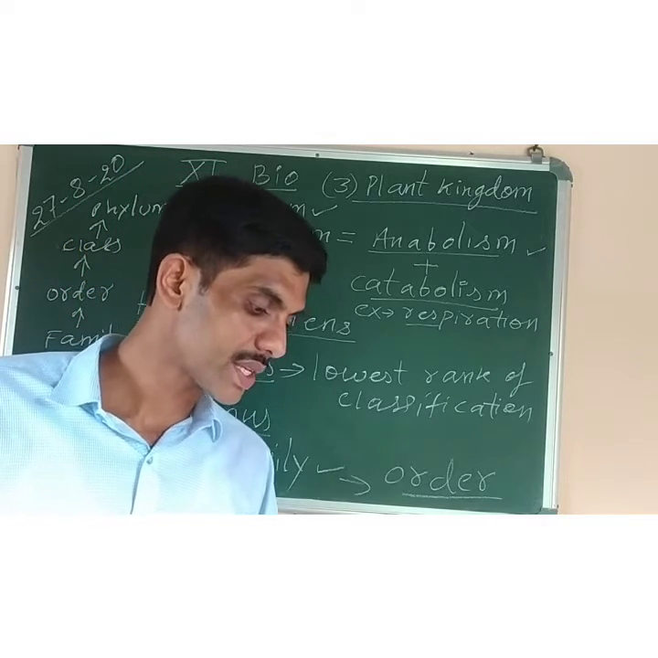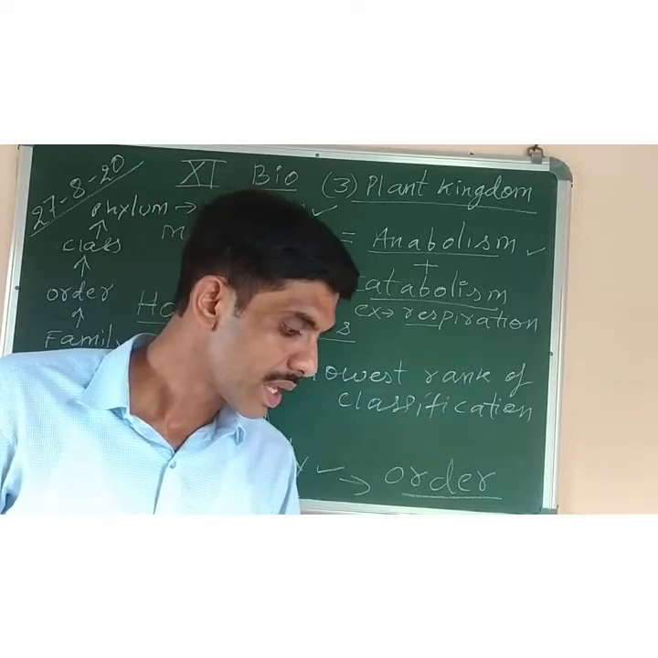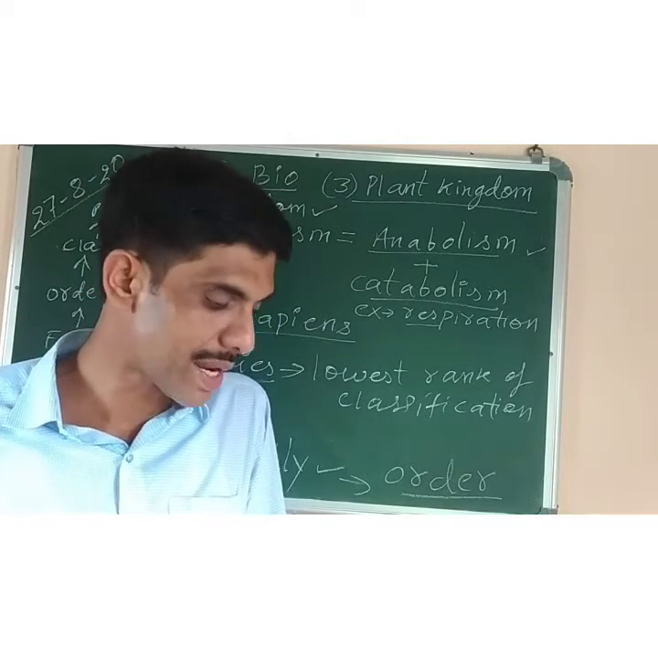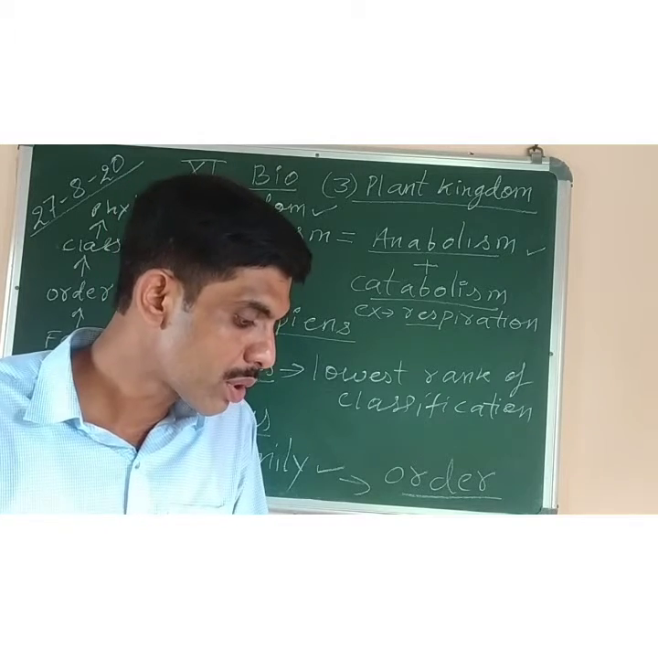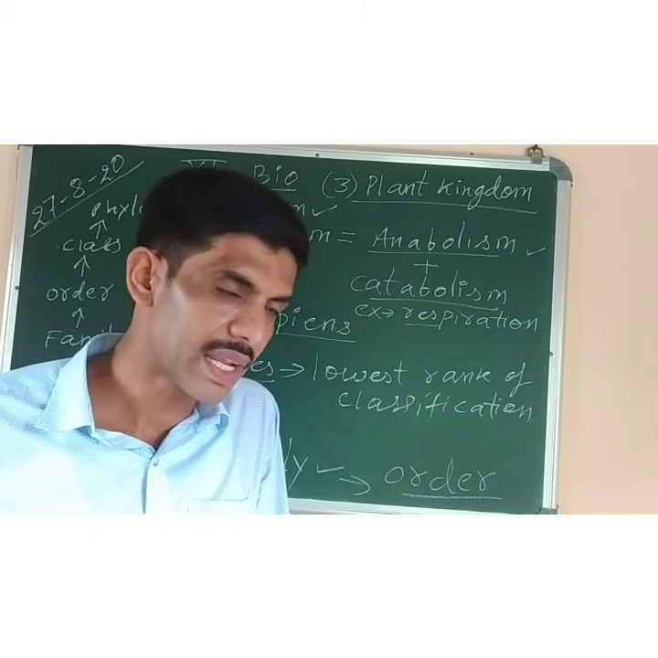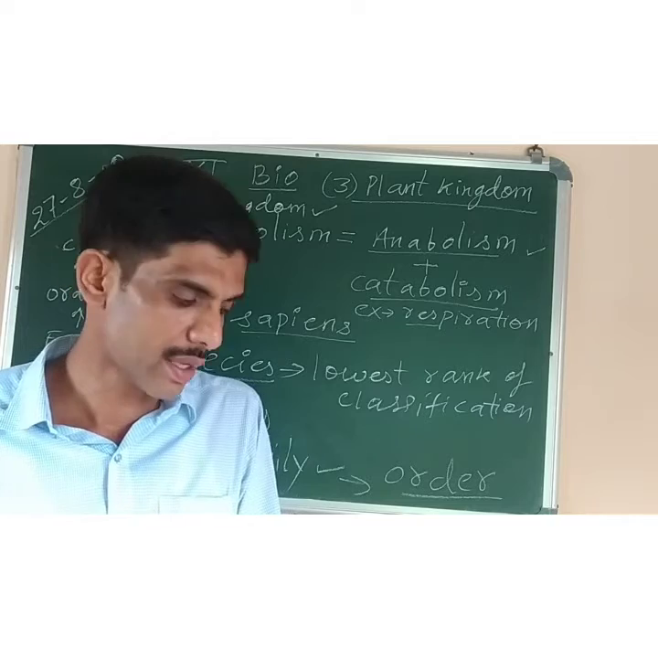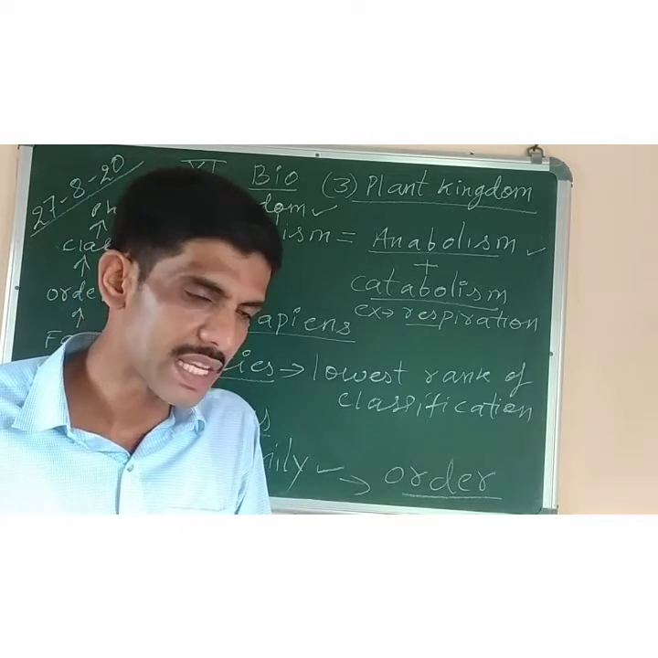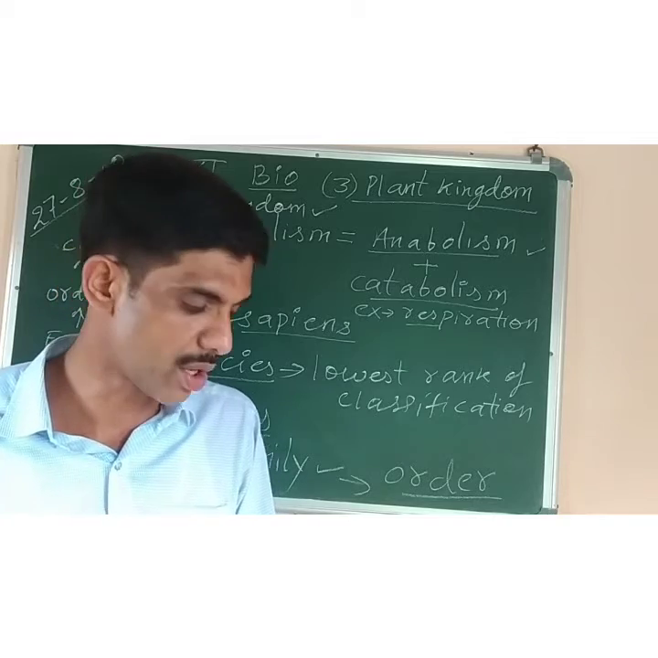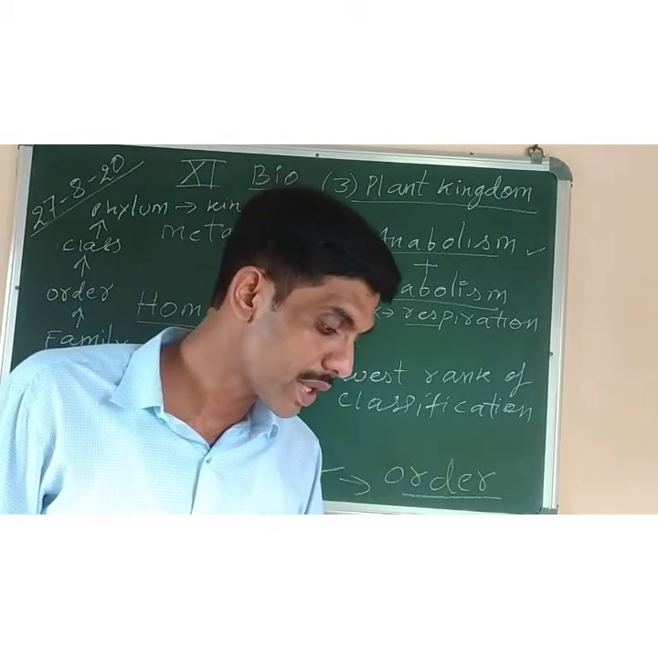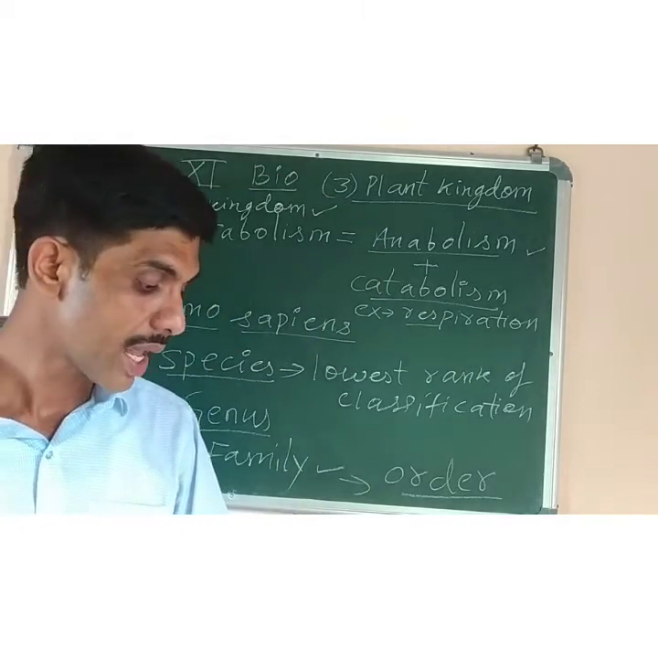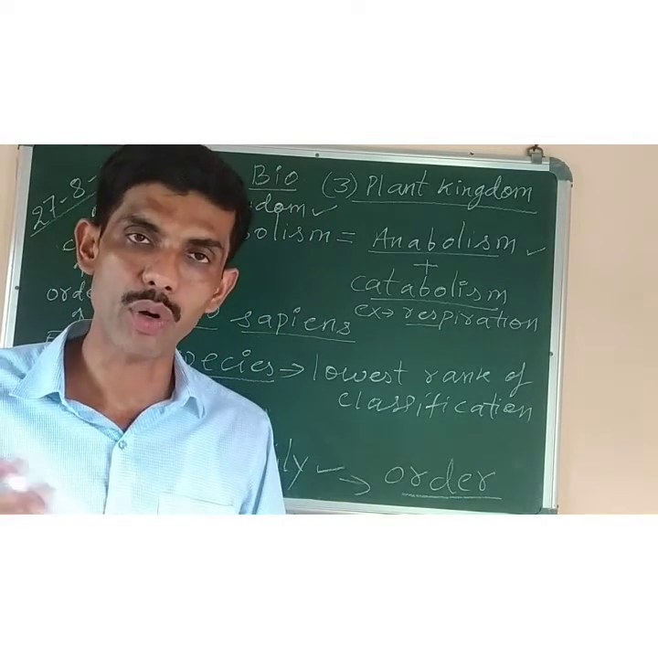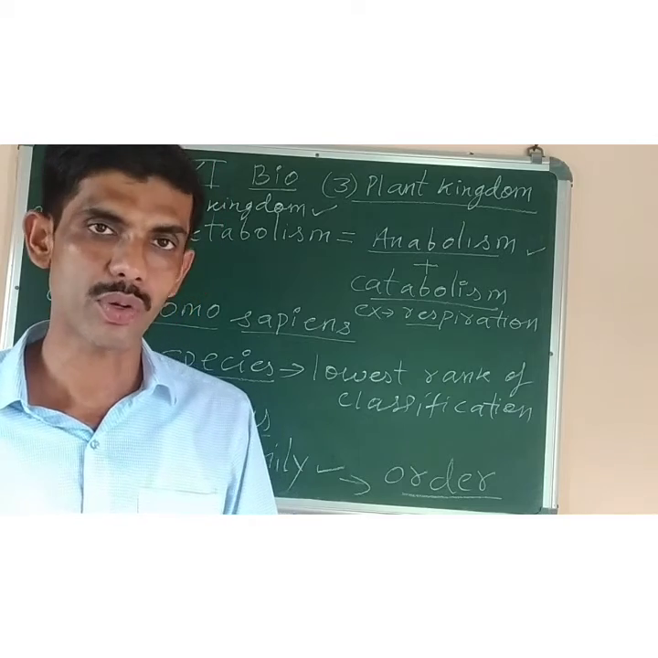Then comes Protista. In case of bacteria, the cell wall is made up of a non-cellulosic part called peptidoglycan. Whereas in Protista, the cell wall is present in some organisms only, not in all. They have a nuclear membrane, their body organization is cellular, and the type of nutrition they have, that is Protista, can be autotrophic as well as heterotrophic.